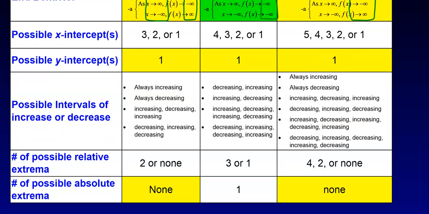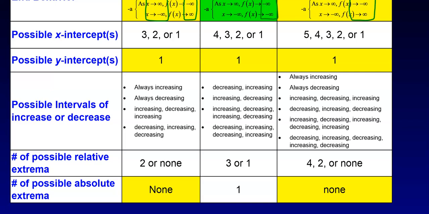Possible intervals of increase or decrease. There's a huge array. The odd ones can be always increasing or always decreasing. And then you can have some set of increase, decrease, increase, decrease, increase, decrease. But you'll notice that the even one, quartic, is either increasing or decreasing or increasing, and it's always alternating. It's never always one or always the other.